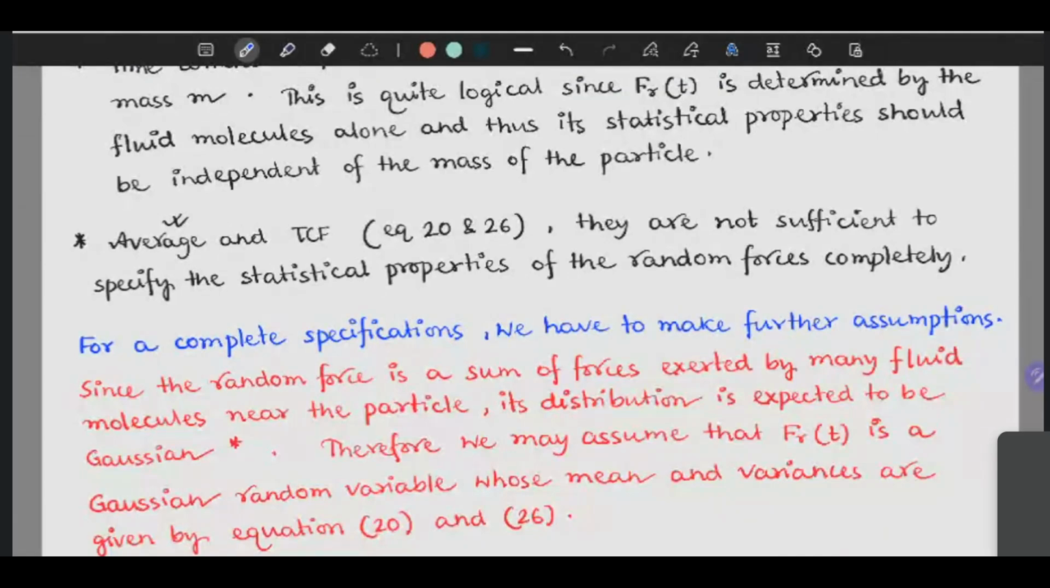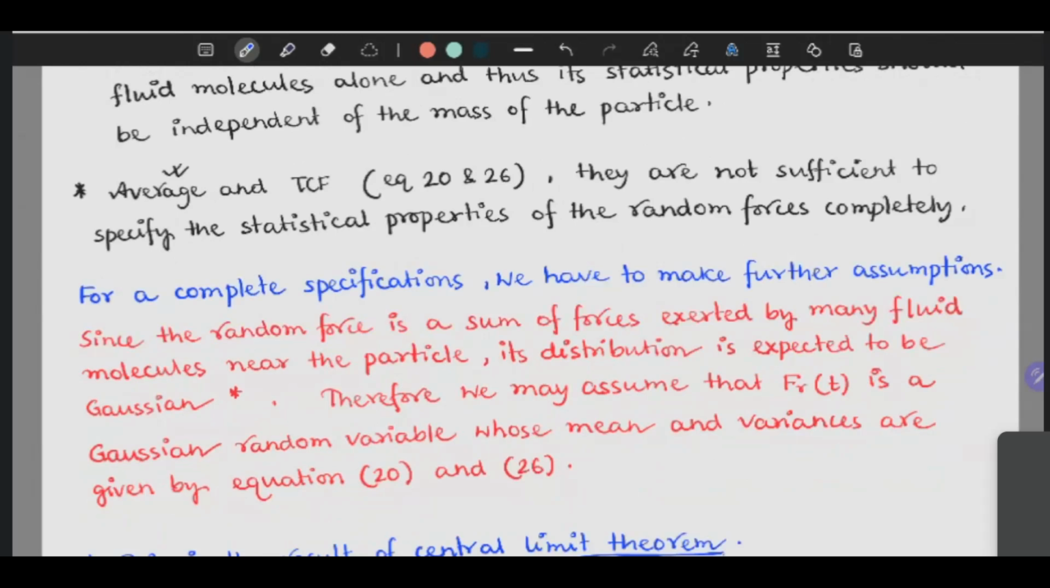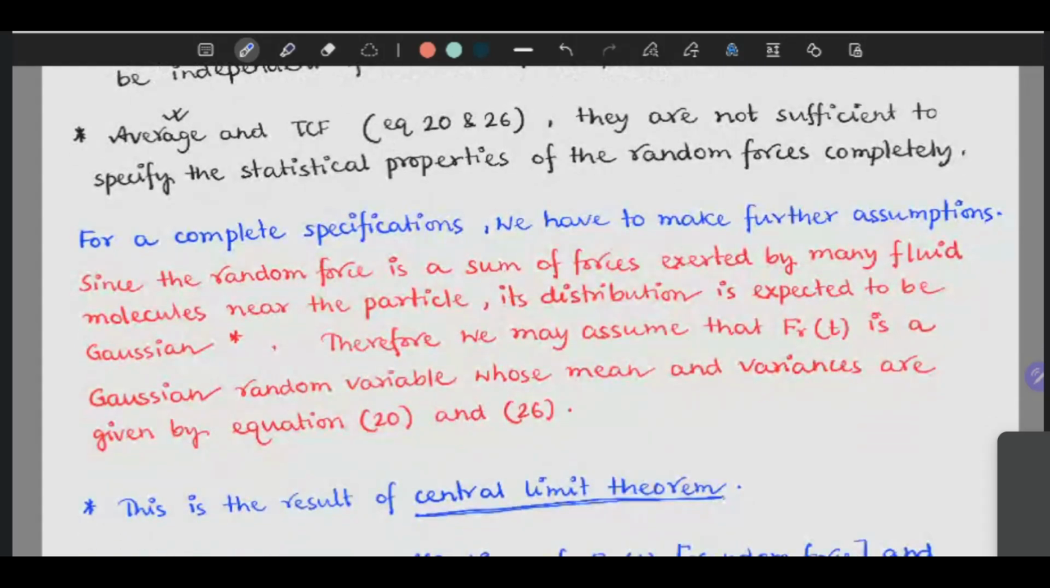Similarly, from the average and time correlation functions, it is not sufficient to specify the statistical properties of the random force completely, because from the average we get the first moment, and from the time correlation function we get the second moment. But for a complete specification we have to make a further assumption. Now the random force is the sum of all these collision forces exerted by many fluid molecules. If it is a summation of all the forces, then its distribution should be Gaussian. This is coming from the central limit theorem.